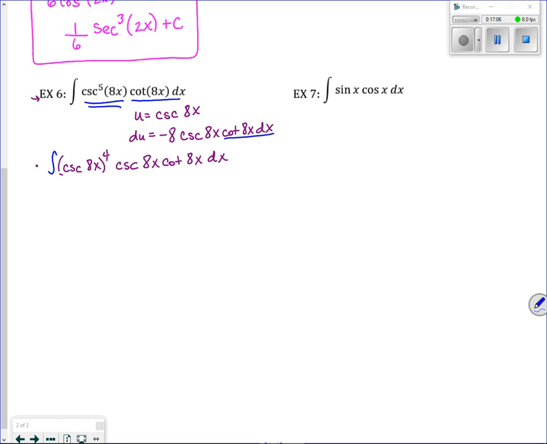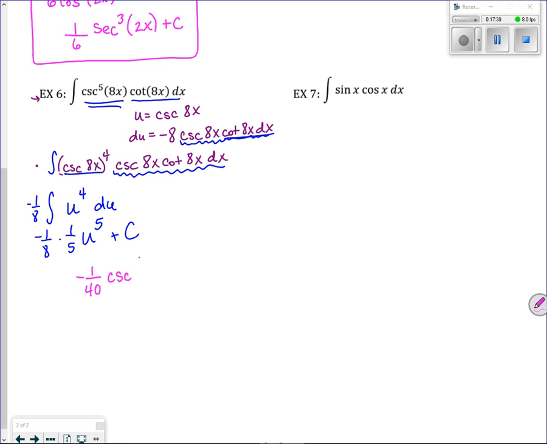So now when you substitute, you have u to the 4th. You can substitute for all of this. See that? Cosecant, cotangent, that would be du over negative 8. So you have a negative 1/8 out there, and now you're home free. This part's the easy part. And so my final answer is negative 1/40 cosecant to the 5th of 8x plus c.